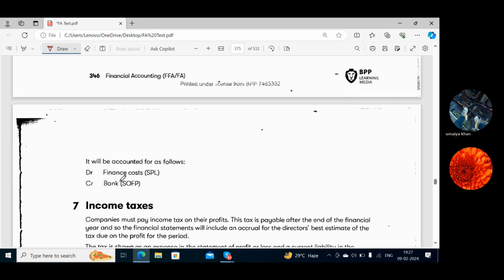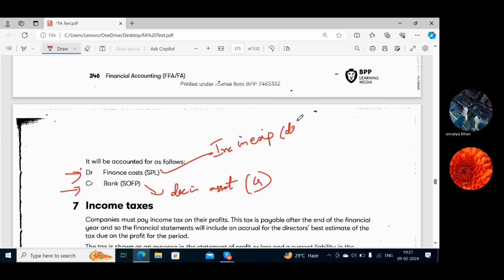So the entry would be debit all the expenses in the statement of profit or loss, that is finance cost, and credit the cash account. Why? Because this is the decrease in asset. Decrease in asset is credit and increase in expense is debit. Okay, as per that the entry is written.